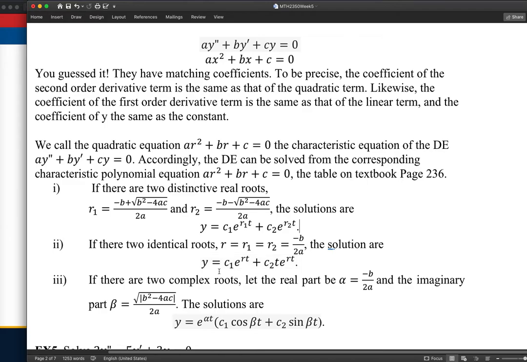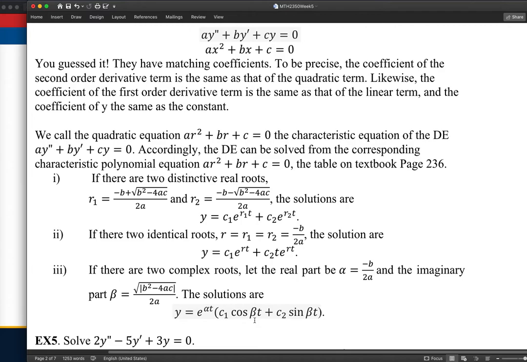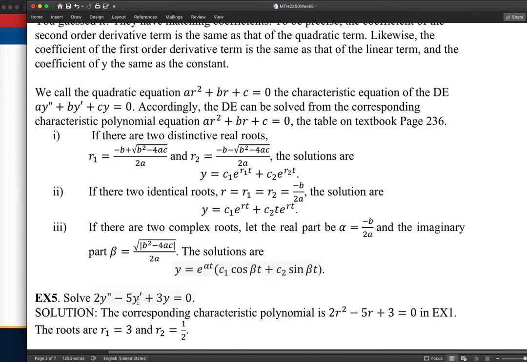The third case is when we have two complex roots. If that is the case, you need to identify the real part and the imaginary part. Then the solution is arranged as the exponential function e to the power of the real part times t, times the linear combination of cosine and sine. The functions cosine and sine are in the form of the imaginary part times t. But let's work on this first example first.